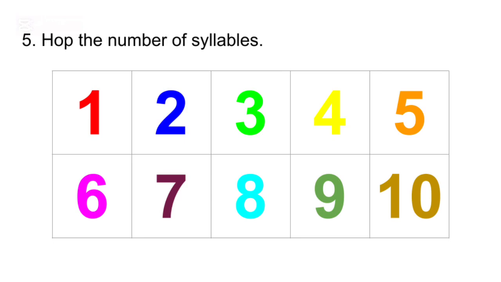Activity 5. Now for this activity, you can take your learners outside of the classroom and then you can draw the numbers on the ground and then they will hop the number of syllables according to the word that you give them. You can still do this activity inside the classroom, so you can print out these papers for the learners and then they can use their fingers to indicate the number of syllables according to the word that you say.